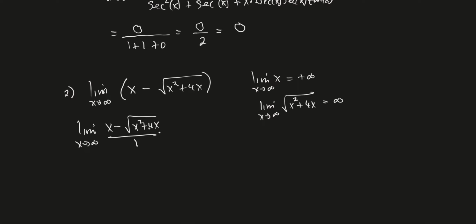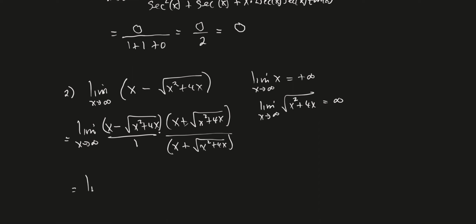I'm going to take this fraction and multiply the top and the bottom by the quantity x plus the square root of x squared plus 4x. So that multiplies the top, and the same thing will multiply the bottom, right? So we're using that conjugate approach, right? And let's see what happens. So we have the limit as x approaches infinity. Now when I expand the top, essentially in the numerator I have a minus b and then a plus b.